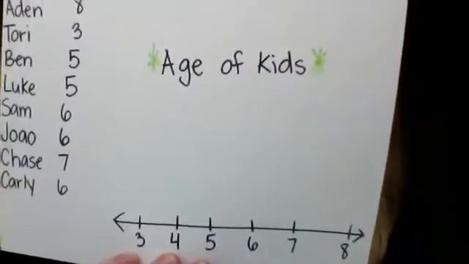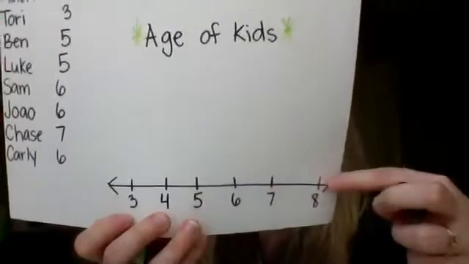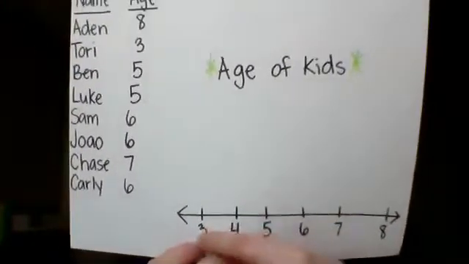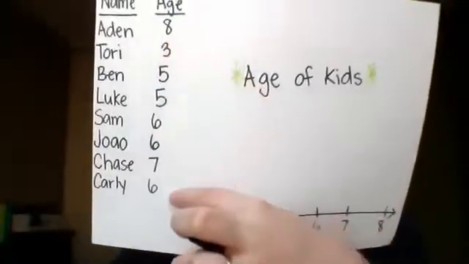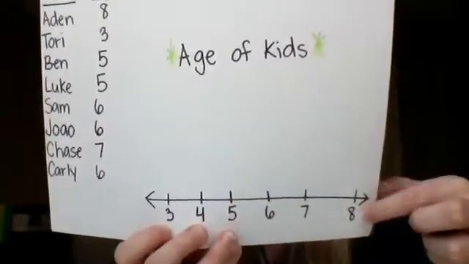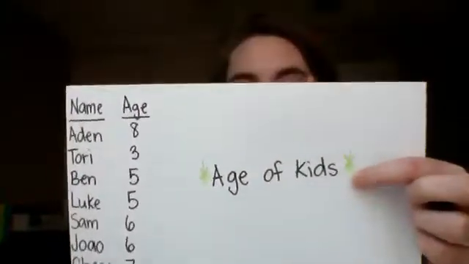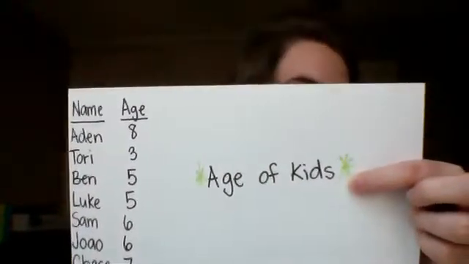So I have my x-axis, which is the line. I have my range, which is my smallest number on my data to my biggest number, which is 8. So my range is from 3 to 8. And I put my title, age of kids.